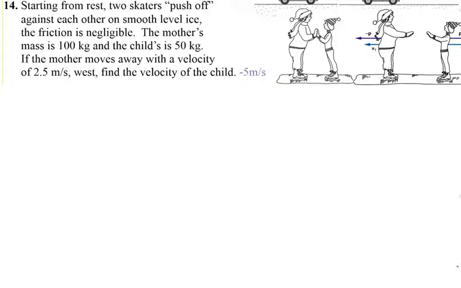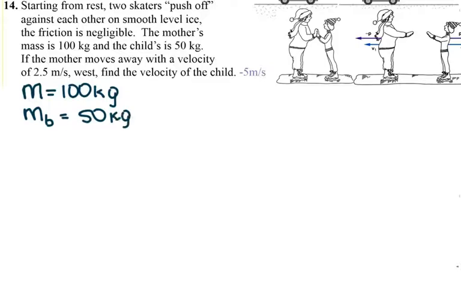Here's another example. Starting from rest, 2 skaters push off against each other on smooth level ice. The friction is negligible. The mass of the mother is given as 100 kilograms, and the mass of the child, I'm going to call boy, is 50 kilograms. If the mother, little m for mom, moves away at 2.5 meters per second, what is the velocity of the boy?